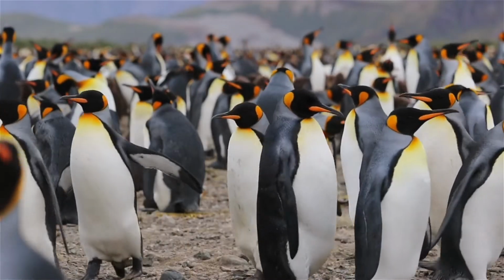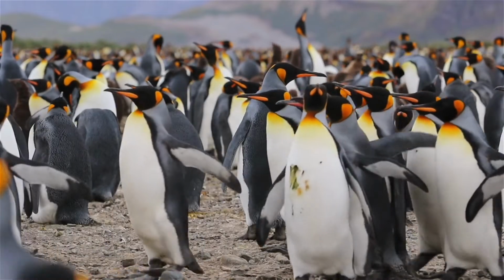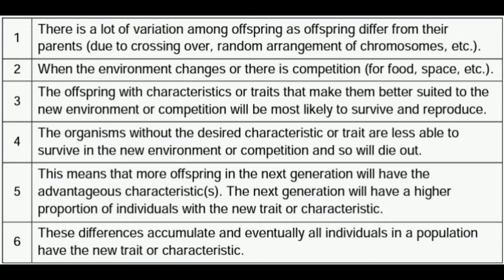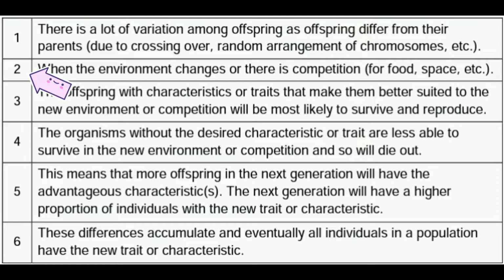Natural selection always acts on variation already present in a population, and the environment is the selective pressure for change. The table below gives a generic explanation on how natural selection works. Firstly, there is a lot of variation among offspring, as offspring differ from their parents.